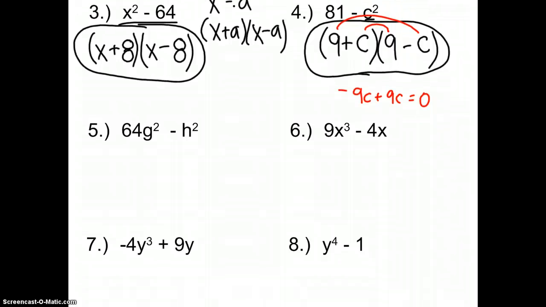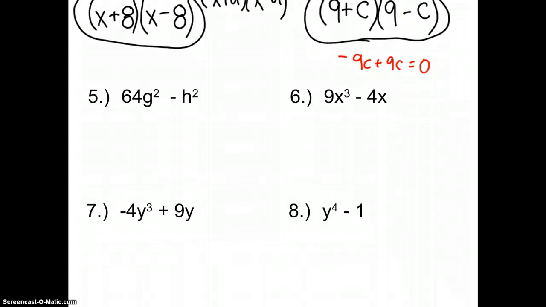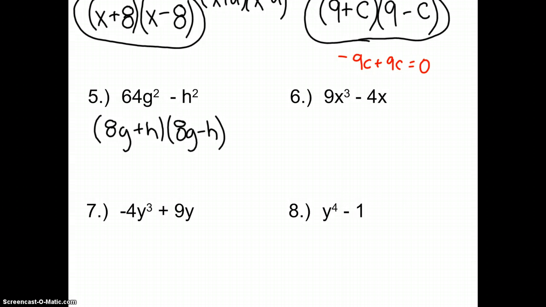Number 5, I want you guys to do on your own, so pause the video and work it out. You should have 8g plus h times 8g minus h.